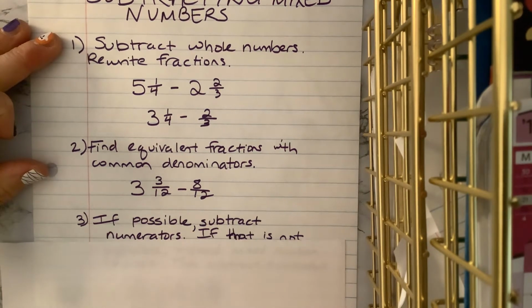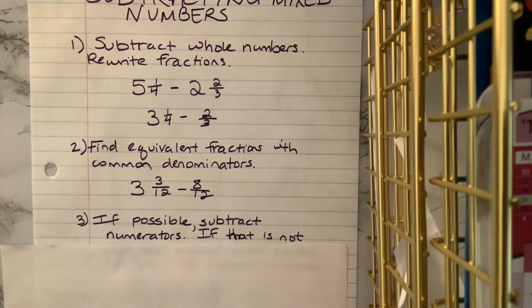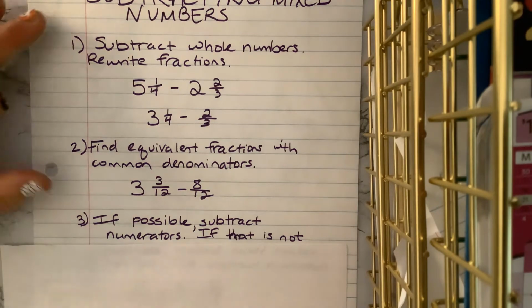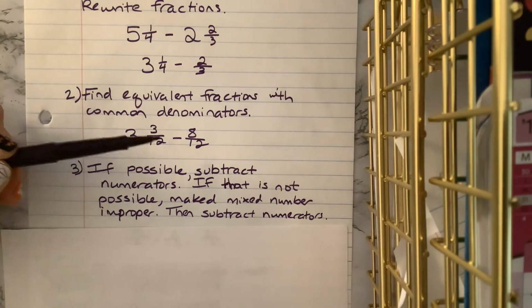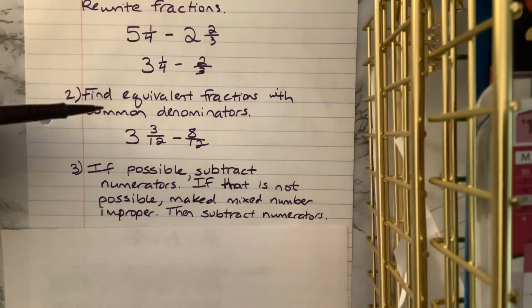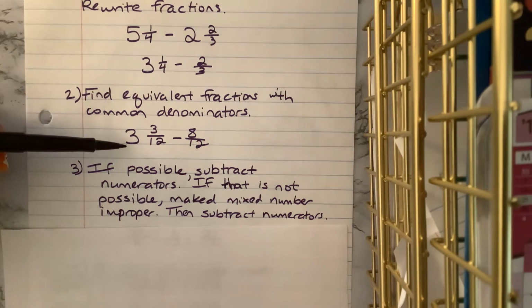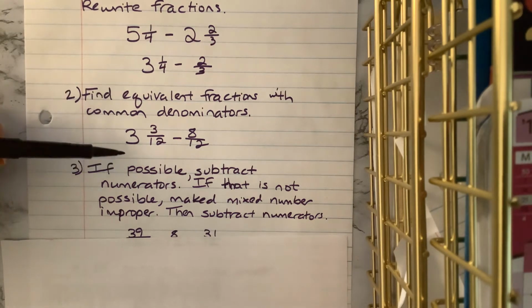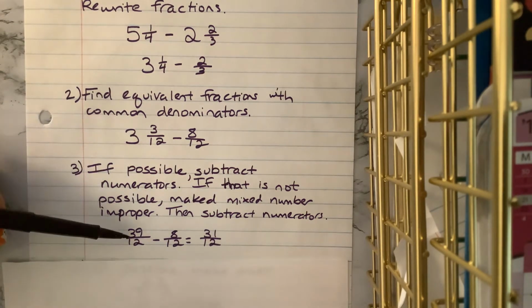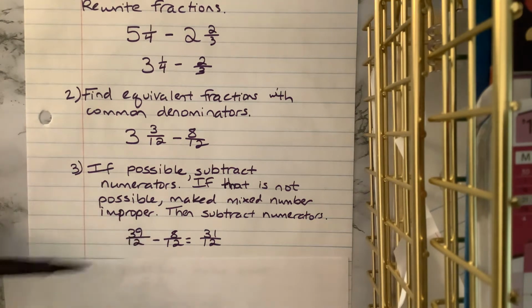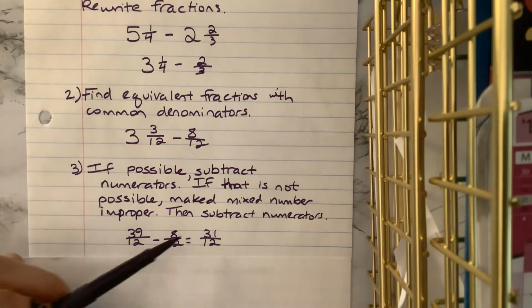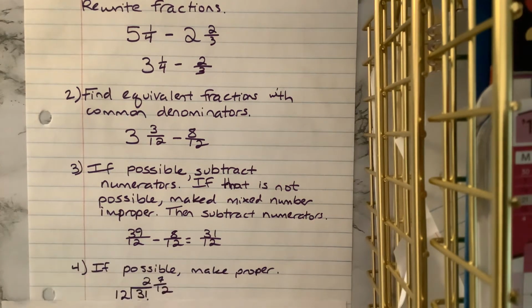So step 3, if it is possible to just subtract the numerators, you should do that, okay? In this case, it's not possible. So if it's not possible, what we're going to do is make this mixed number improper and then subtract the numerators, okay? So if we make it improper, 3 times 12 is 36, plus 3 is 39. So now we have 39/12 minus 8/12. We do our subtraction and get 31/12.